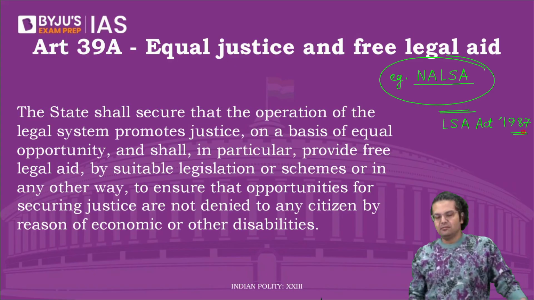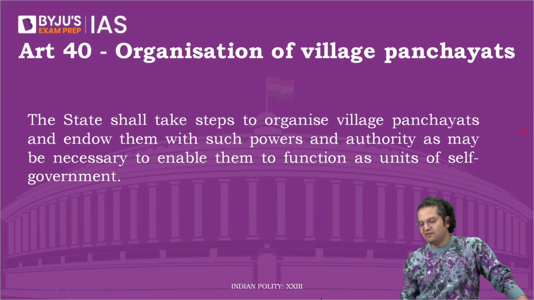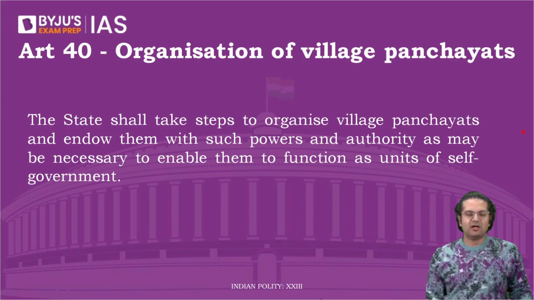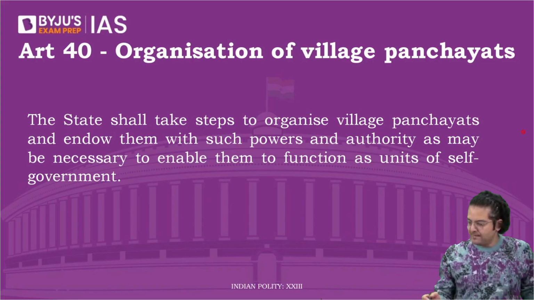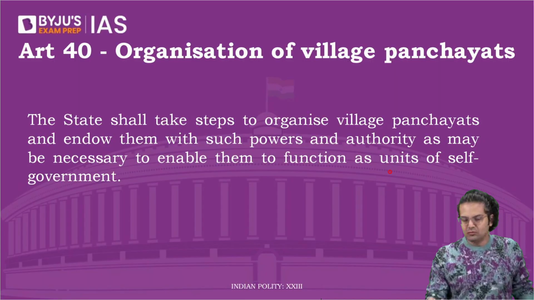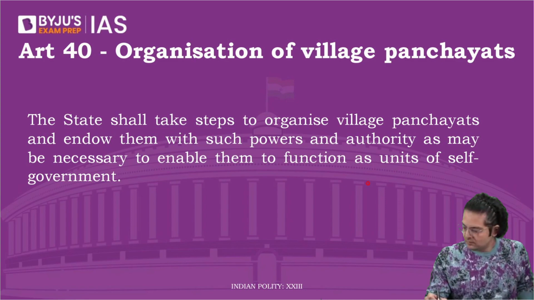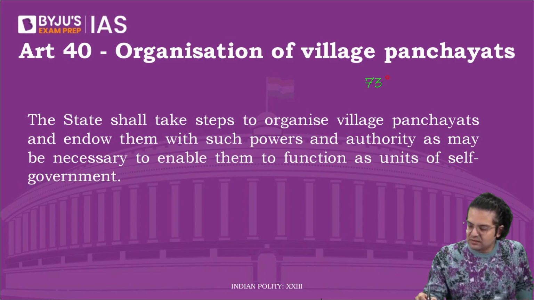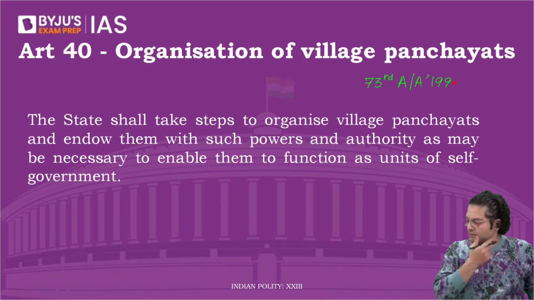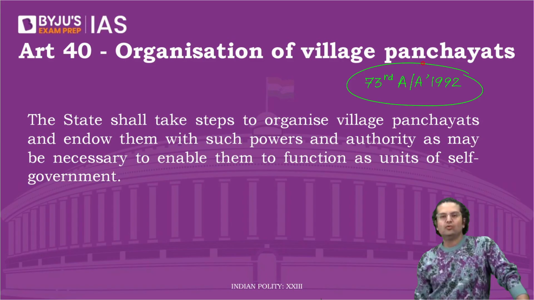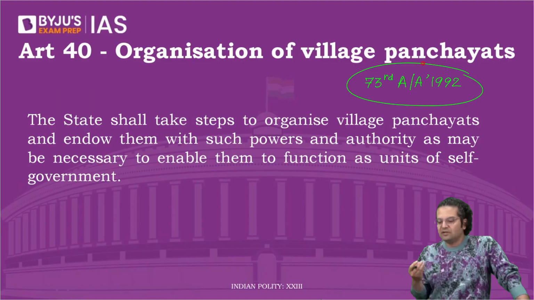Then Article 40, Organization of Village Panchayats. We have achieved this also. Have we not achieved this? Tell me, what have we done to make these things constitutional? Absolutely correct. We have the 73rd Amendment Act of 1992, which was passed to ensure devolution of the 3 Fs. Okay?